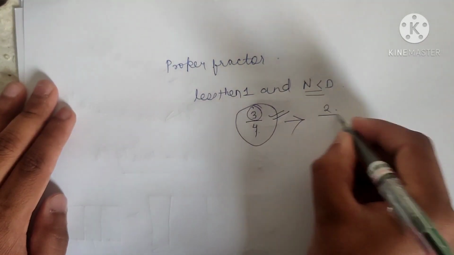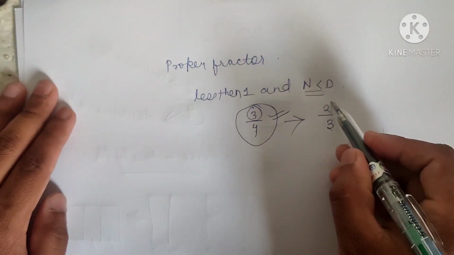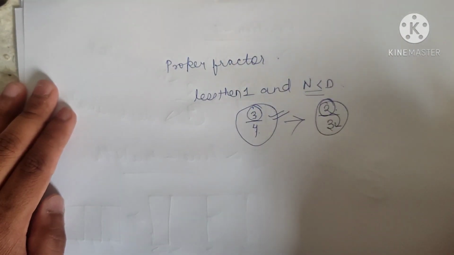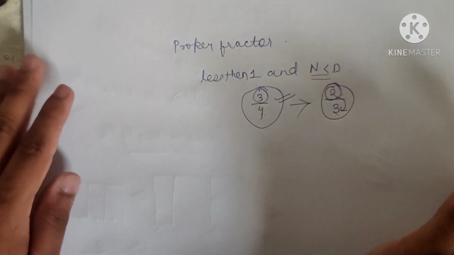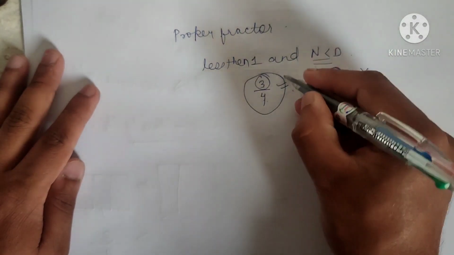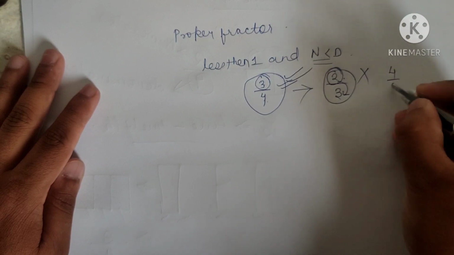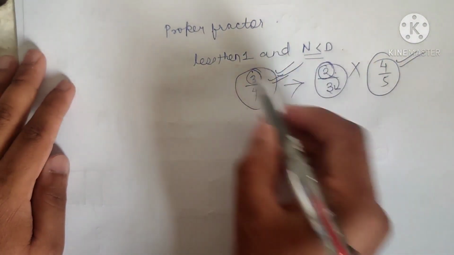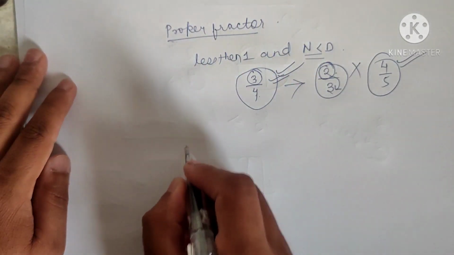Suppose it is 2 by 3. So we can say that this is a proper fraction, because see, the numerator is smaller than the denominator. So this is a proper fraction. Similarly, like 4 by 5. Is this a proper fraction? Yes, in this way. That is proper fraction. Next, what you have to know is improper fraction.